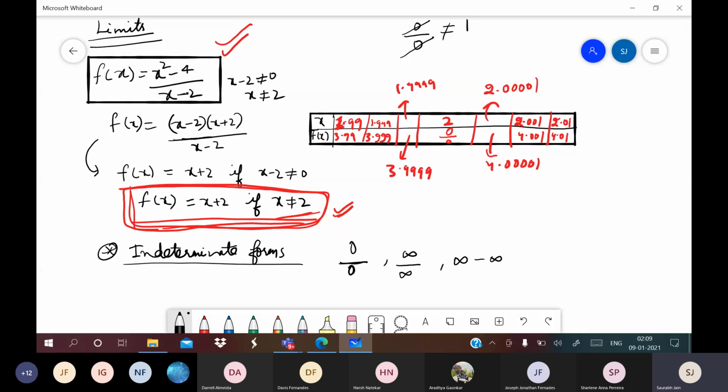So you never know from where this infinity is coming. So you cannot say that it is always 0. It can be anything. Overall, these are the three indeterminate forms which you may encounter in your maths problems.